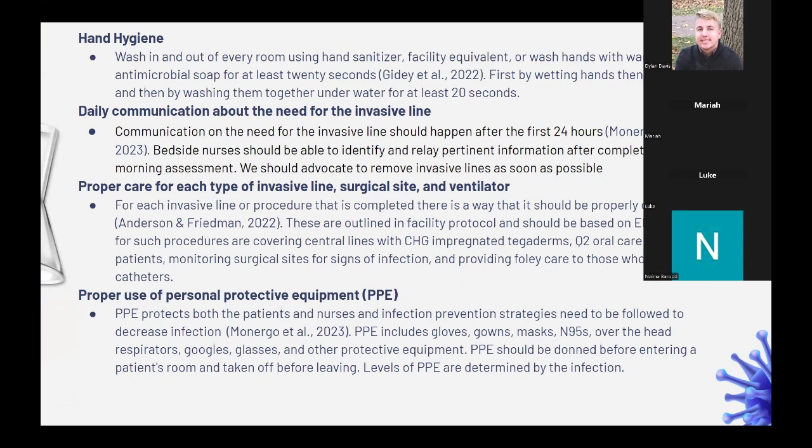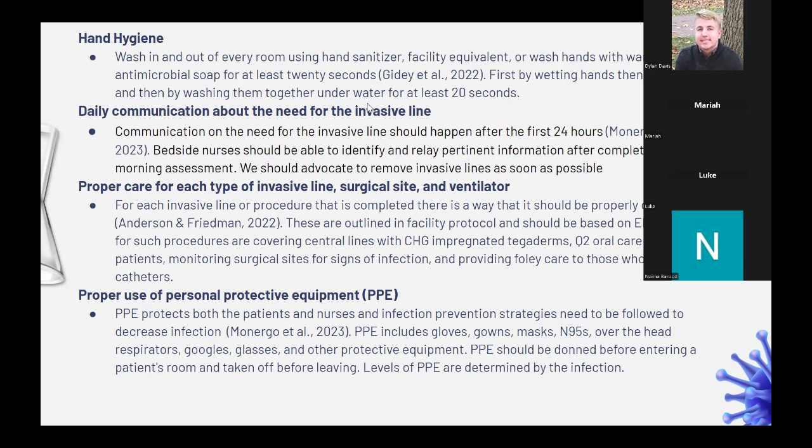So we're going to cover hand hygiene, daily communication, proper care, and PPE. With hand hygiene, we're going to make sure that we wash in and out of every room using hand sanitizer, the facility equivalent, or wash our hands with warm water with antimicrobial soap for at least 20 seconds.